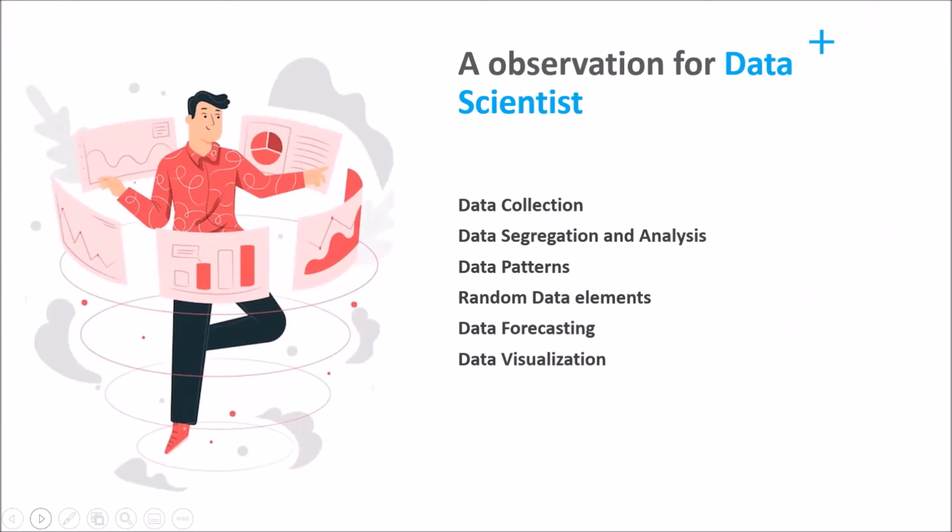Observation for data scientists: again, data collection, segregation, analysis. We have to know how the data patterns are, and how the data can play an important role on a regular basis. Every day we get data, and there are several kinds of data, each with different data patterns. We get random data elements, then we do data forecasting and data visualization. It's all the same.